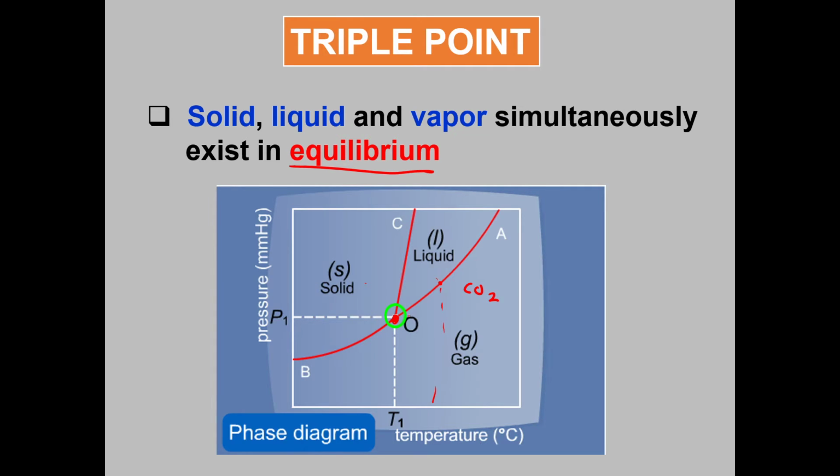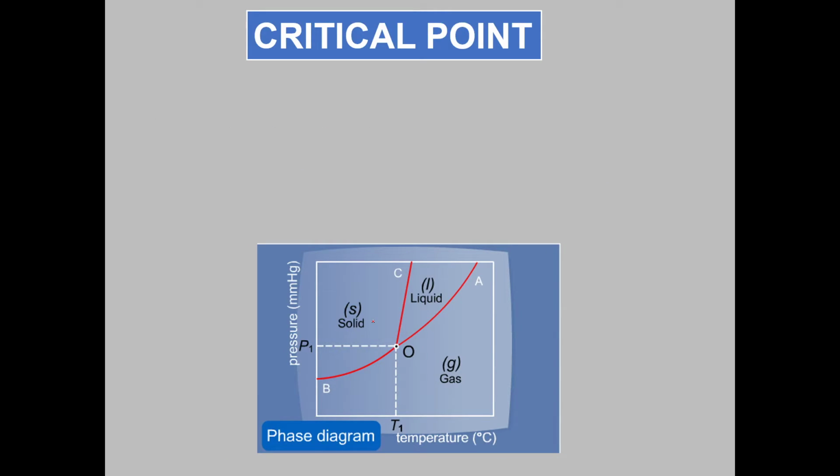Okay. Every single substance will have a triple point, where at a certain pressure and temperature, the substance will not exist as just liquid, gas or solid. It will be all three at the same time in equilibrium. Okay. Another point we have is a critical point. What is critical? Is it a critical illness? Imagine it as being critically ill.